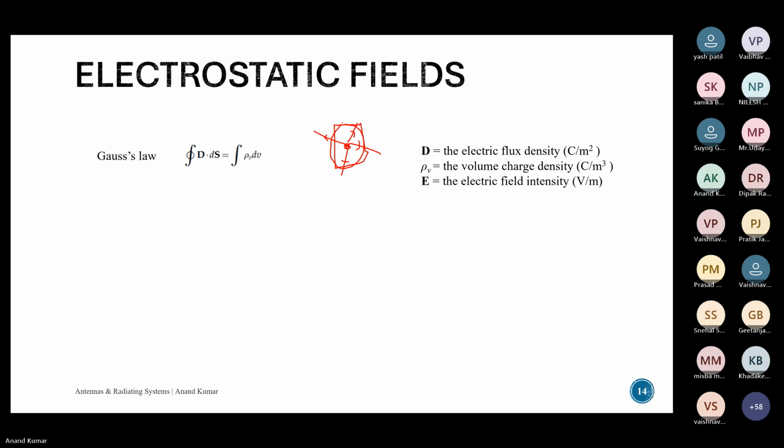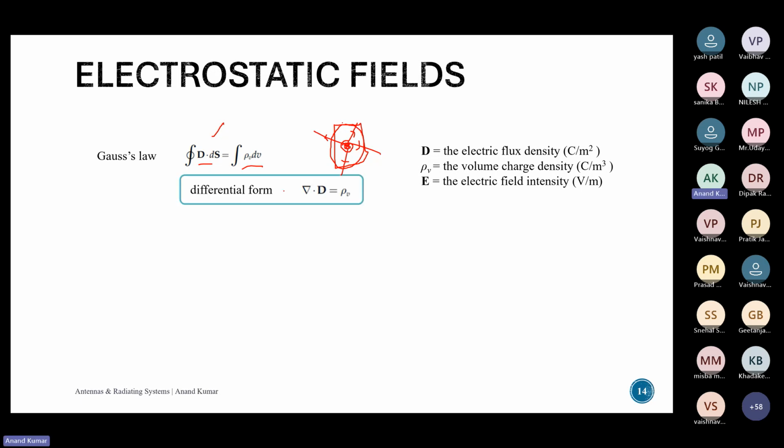So this is the charge density which is inside, and if you take the volume integral over this volume with the charge, you have your right hand side. If you integrate the flux density on the surface of this volume, you will have your left hand side. So Gauss's law states that.